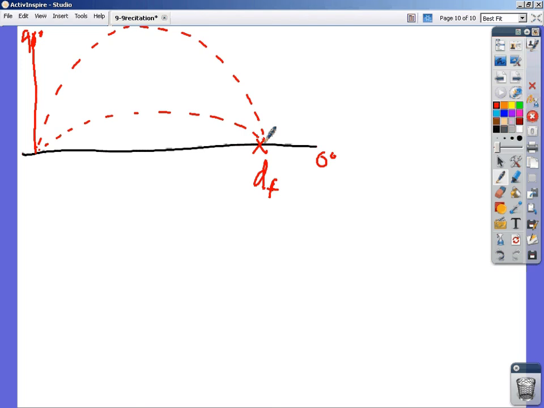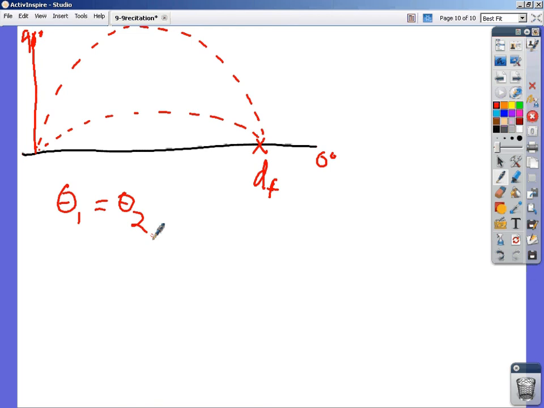These are what? Does anyone know the term blank angles? Complementary. Complementary angles, they add up to what? 90. Okay, 90 degrees. So the concept here is, if I throw a snowball at 30 degrees, I can also throw a snowball at what angle? And it's going to hit the same point. 60 degrees. Okay, complementary angles.